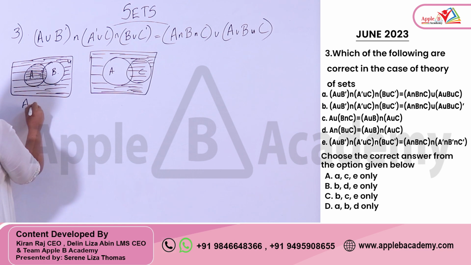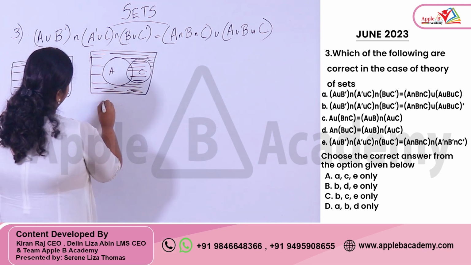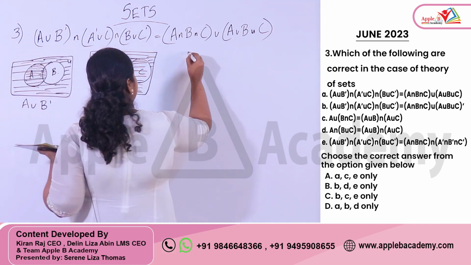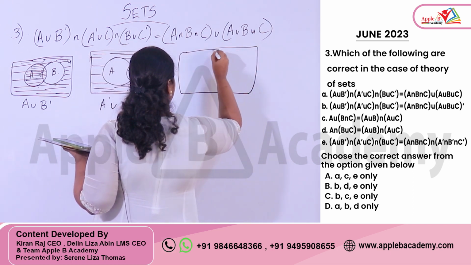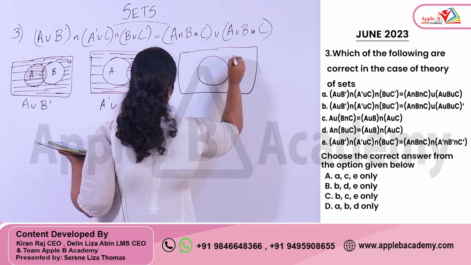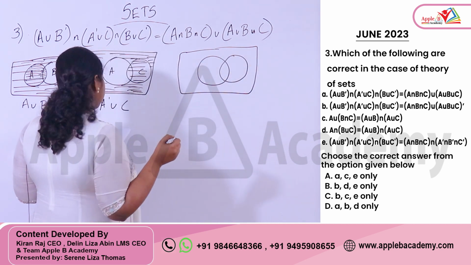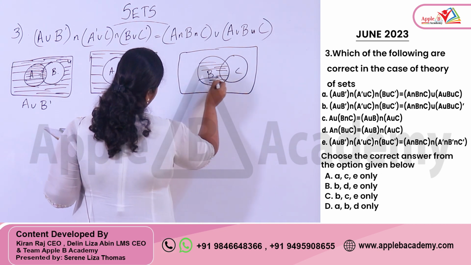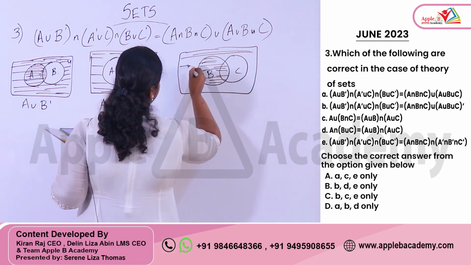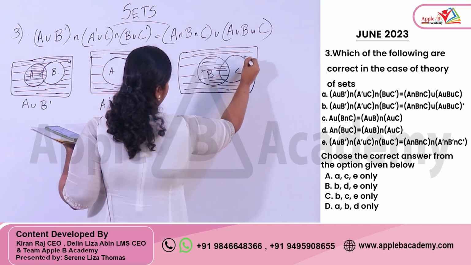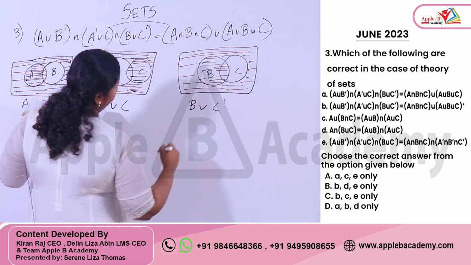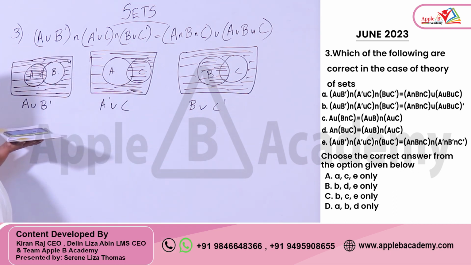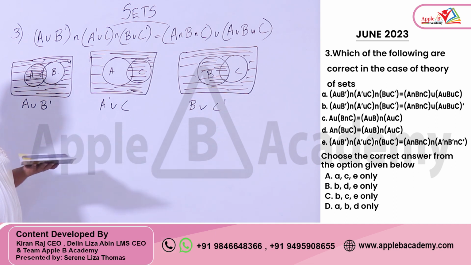This is A union B complement. This is A complement union C, and the next one is B union C complement. So this is B and this is C. The entire portion of B and everything outside C. B union C complement. Clear? So that is B union C complement. This is A union B complement, A complement union C, B union C complement.